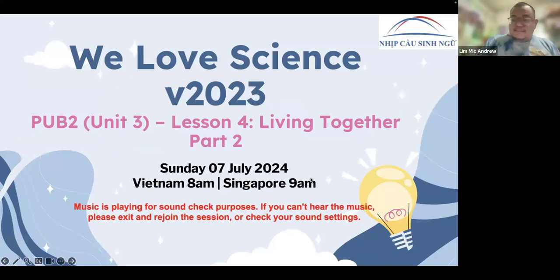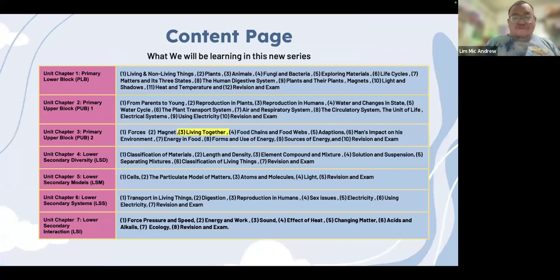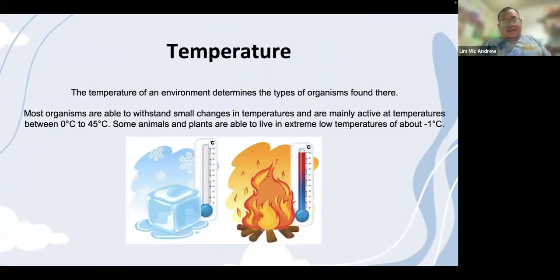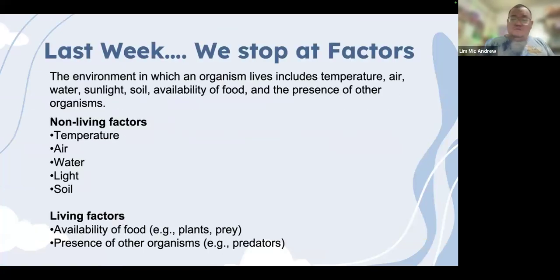So last lesson, we talked about different habitats, different populations, and different environments. Today, we're going to talk about different factors that cause the population to go down or to go up. There are different types of factors.